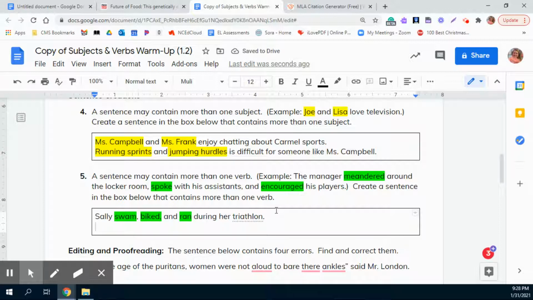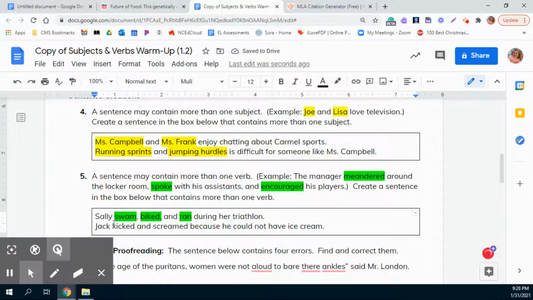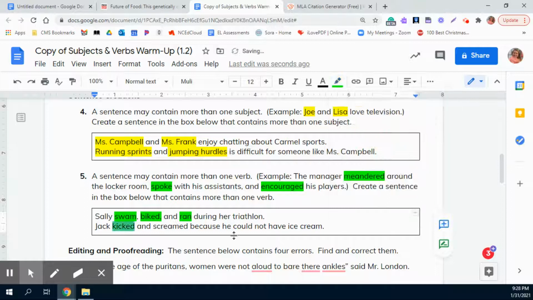Let's come up with another example. Jack, that's my son, kicked and screamed because he could not have ice cream. And a little tantrum. So Jack, that's our subject. What did he do? He kicked. That's our first verb. And screamed. That is our second verb. Notice that I don't put a comma in between those because there's only 2. If there's more than 2, then you need commas.